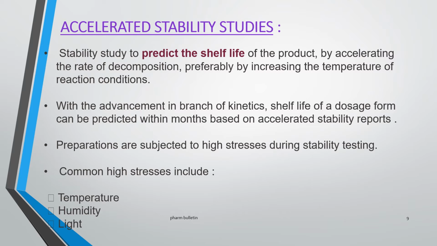Accelerated stability studies predict the shelf life of a product by measuring the rate of decomposition while increasing the temperature of a reaction. We now have many advanced branches of kinetics, from which we can predict the shelf life. Then, how do we predict the stability by using accelerated stability studies?